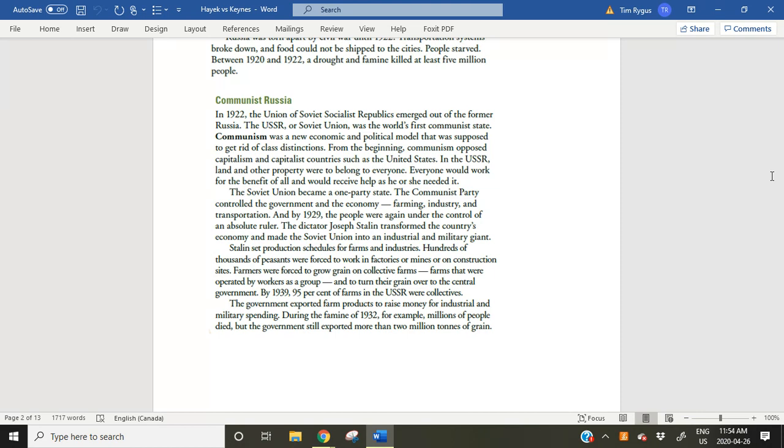Now, theoretically, the wheat that they grew would go to the collective state and then be redistributed. This is not at all what happened. This is where we see one of those first major failures of communism. Major is taking it lightly. We see over 5 million Ukrainians dying in famine between 1932 and 1933.